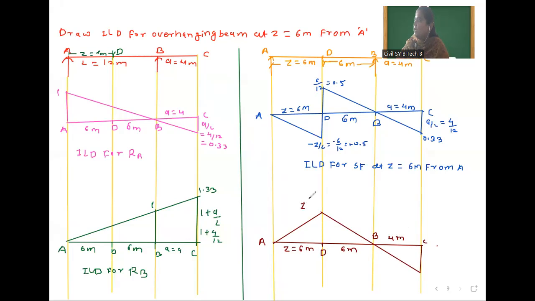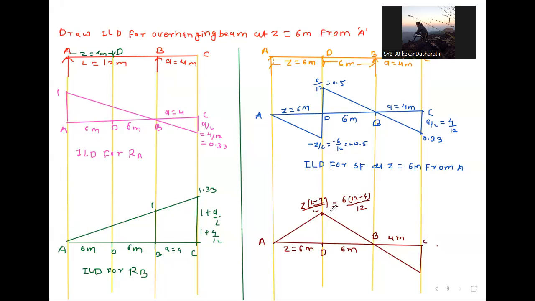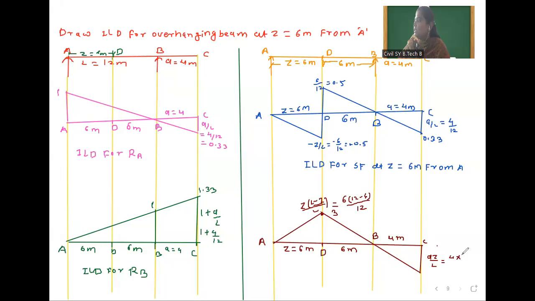Here the value is Z in bracket L minus Z divided by L, which is equal to Z is nothing but 6 in bracket 12 minus 6 divided by 12. So which is equal to how much? 3. Okay. After that, we have to calculate this value, and this value is AZ divided by L, which is equal to A is 4 into Z is 6 divided by 12. How much is this value? 2. So this is the ILD for bending moment at Z which is equal to 6 meter from A.